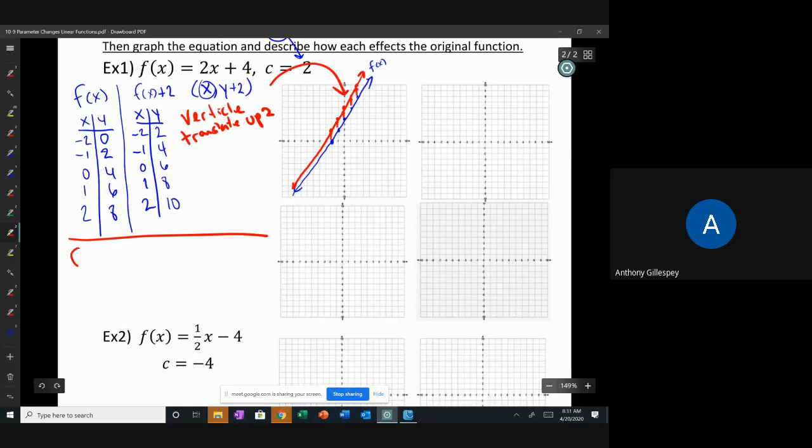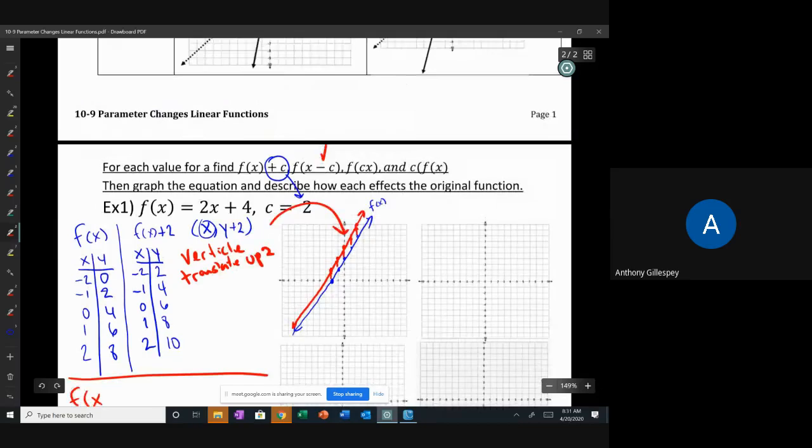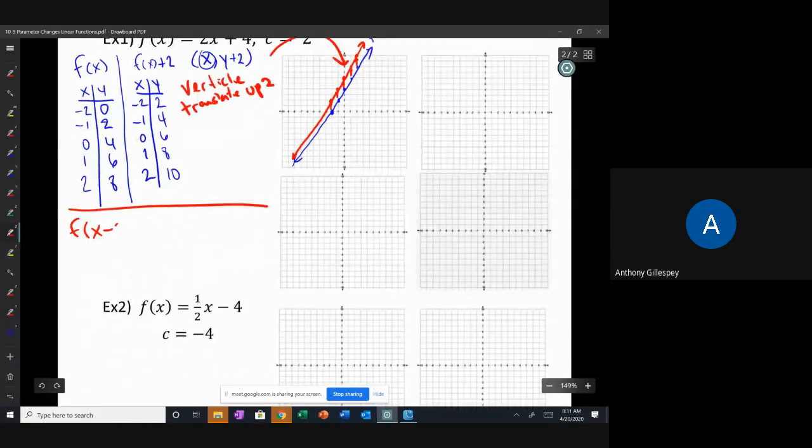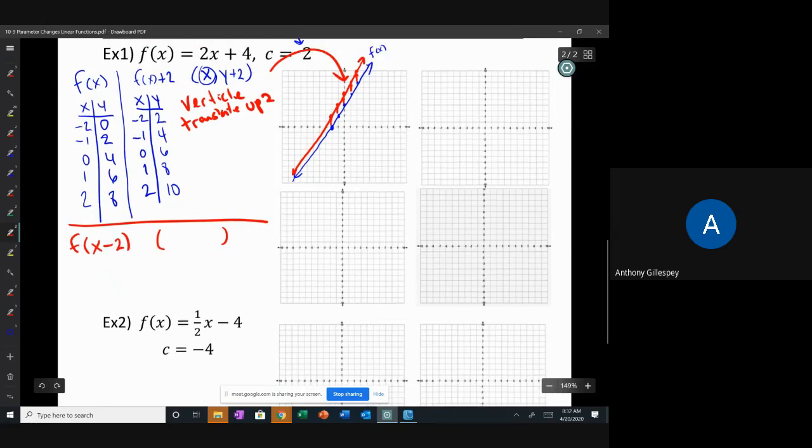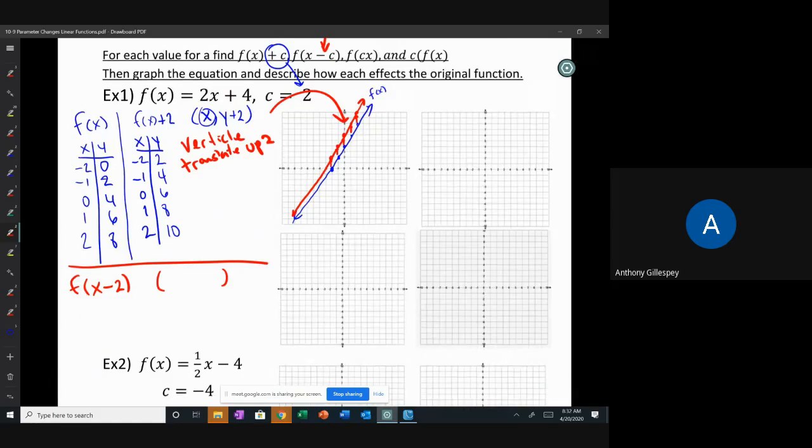We're going to do f of x. Notice what it says, minus whatever c is. C is 2, so it's going to be f of x minus 2. Okay? All right. Can I predict what the points are going to look like? It's happening inside the parentheses. If it's happening inside the parentheses, what is it going to affect? The x or the y?